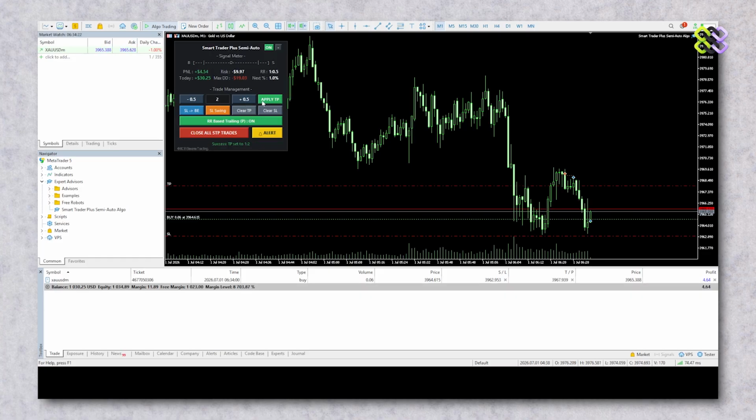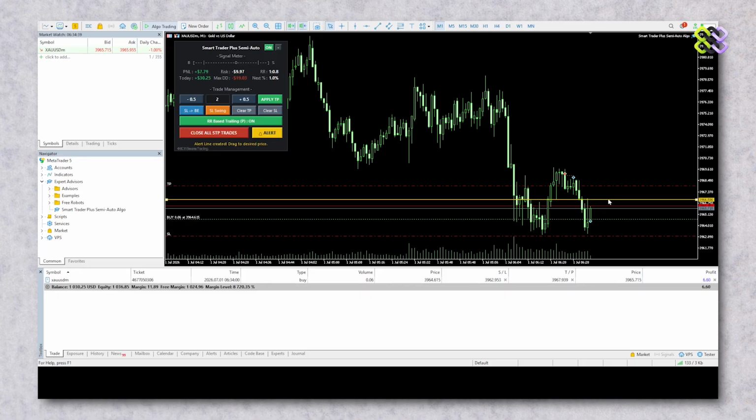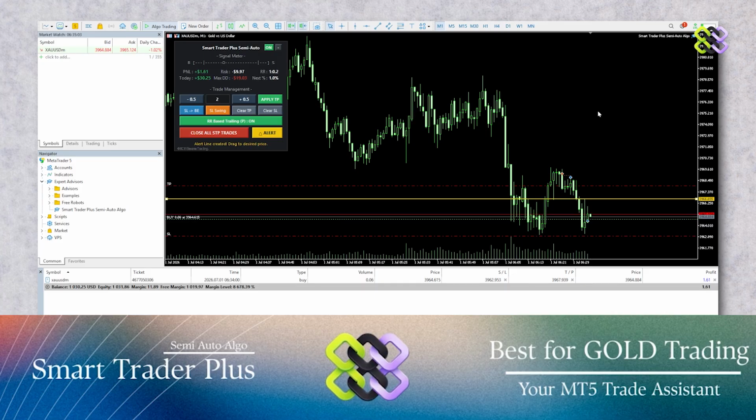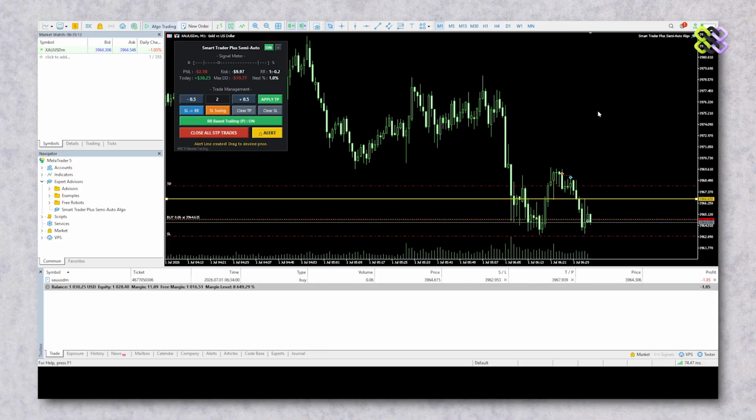Notice the giant power button at the top? This is your master switch. With one click, you can instantly pause the algorithm. Let's say a major news event is about to happen, and things look too volatile. Just click it off. When the market calms down, click it back on. You don't have to remove the software from your chart at all.